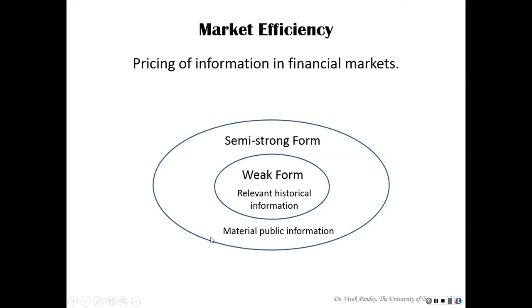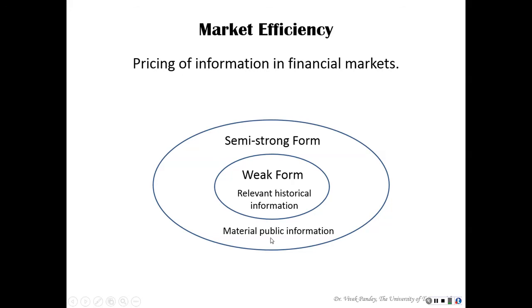includes fundamental information like the company's balance sheet, income statements, etc., the ROE, ROIs, also all news, which is relevant to the company's future prospect. All of that gets priced in, right? As long as the public knows it. So we're talking about material public information.